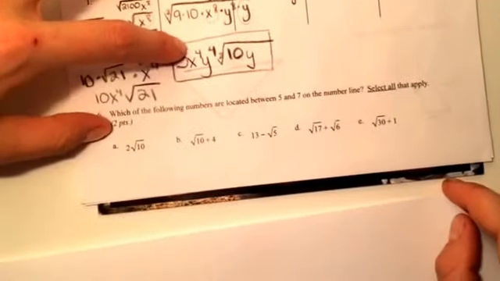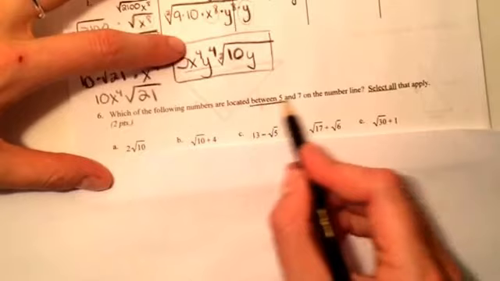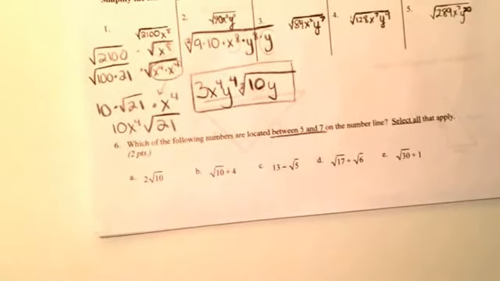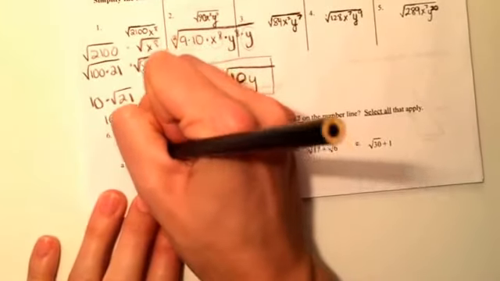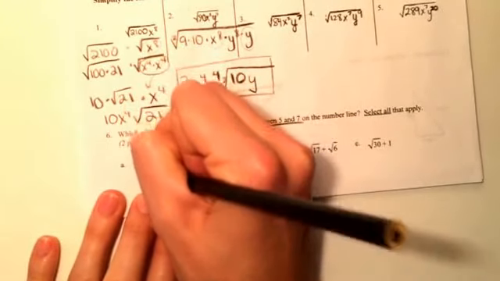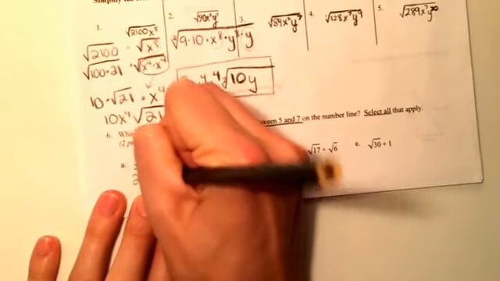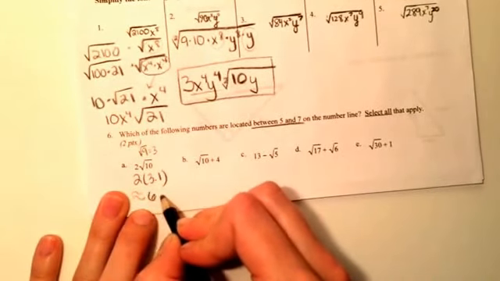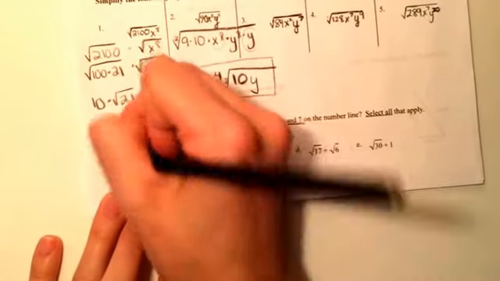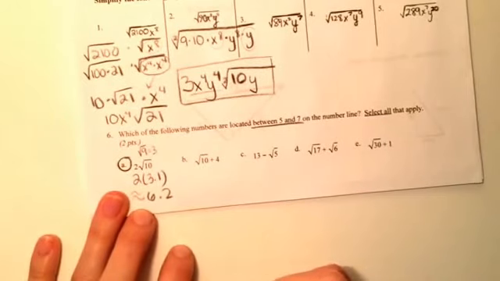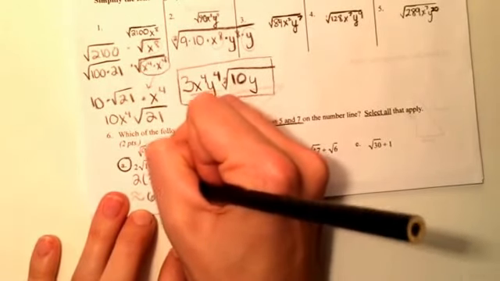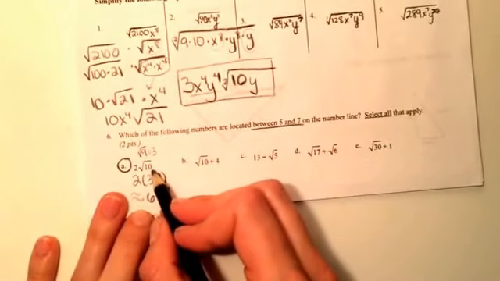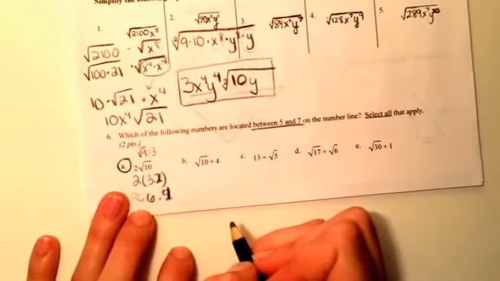Number 6. Which of the following are located between 5 and 7 on a number line? So we have 2 root 10 for part A. Root 10, very close to root 9, which is 3. So it's going to be a little bit more than 3. Let's say 3.1. And multiply that by 2. So we get about 6.2. Well, that's between 5 and 7. Again, if you would have approximated that to be 3.2, you still get 6.4. You're still going to get between 5 and 7. So even if you're off a little bit on your approximations, you're going to be just fine.